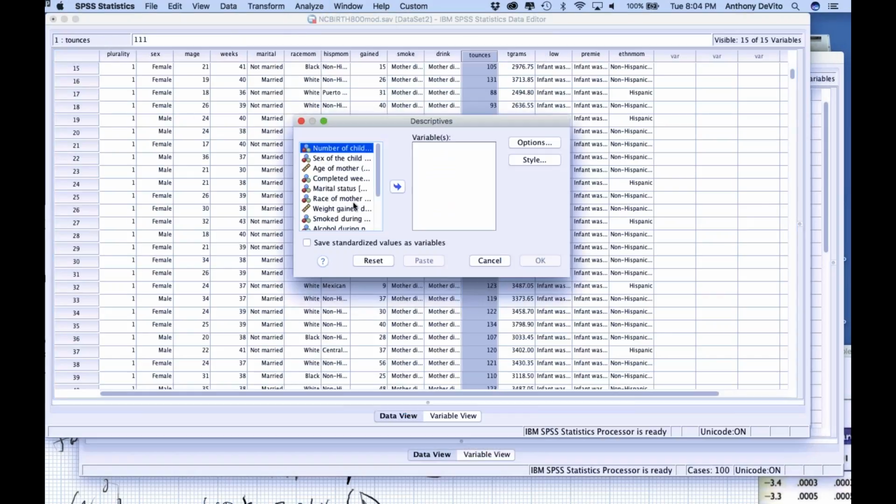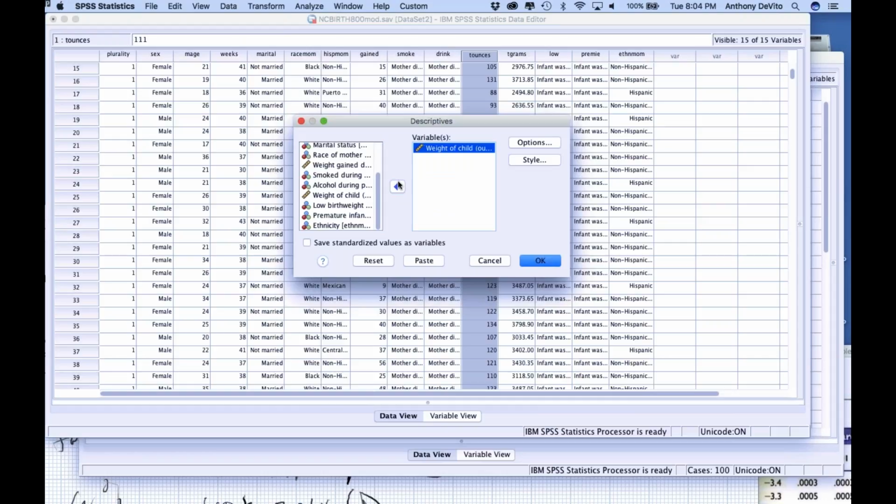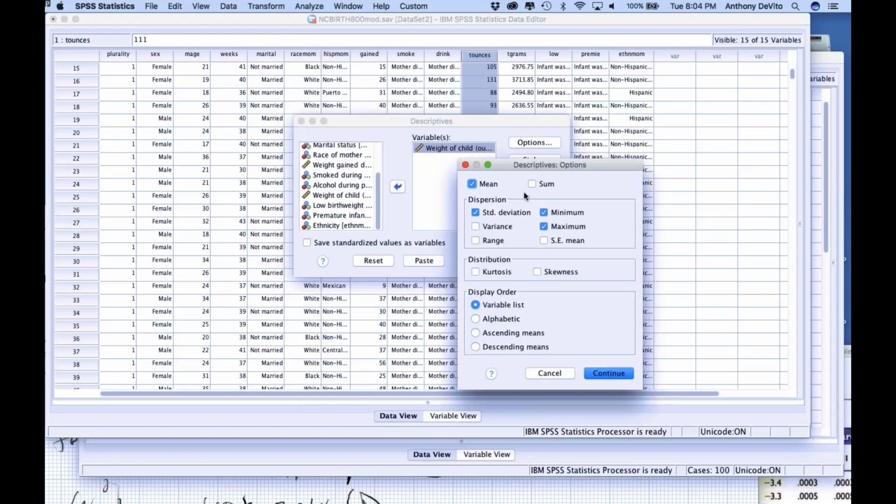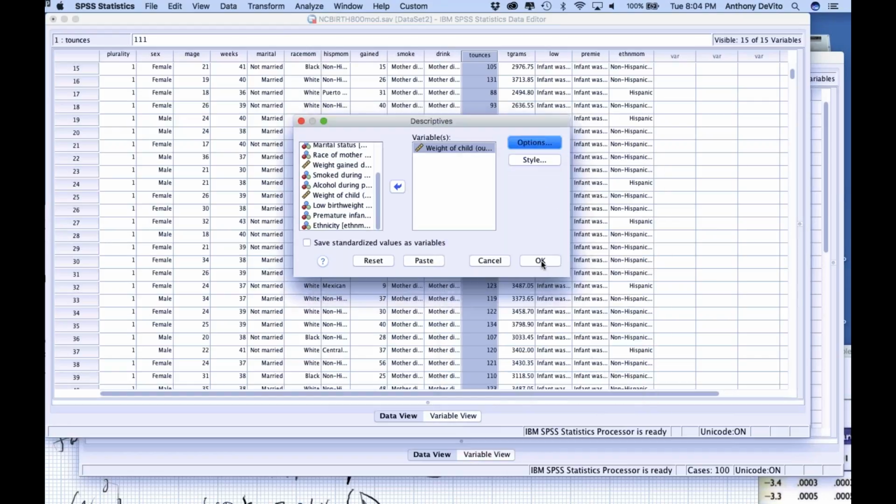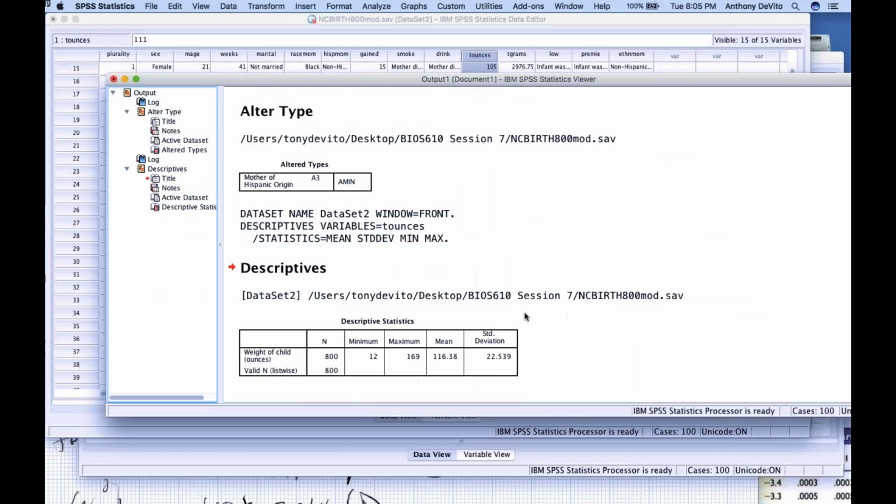I'm going to pick out the weight of the child in ounces, move it into my variables box, and ask it to tell me, all I really need is the mean, right? Standard error, blah, blah, blah. Oh, it calculates standard error. What do you know? But for right now, the mean. So what's the mean? Here comes our output table.